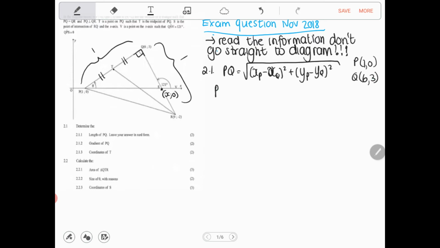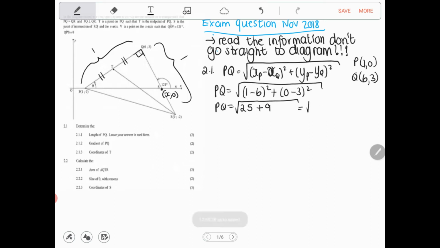Okay, so PQ is going to be 1 minus 6 squared plus 0 minus 3 squared. PQ is going to be negative 5 squared, which is 25. Negative 3 squared is 9. So PQ is going to be the square root of 34. And it said leave your answer in surd form, so I'm going to leave it as the square root of 34.